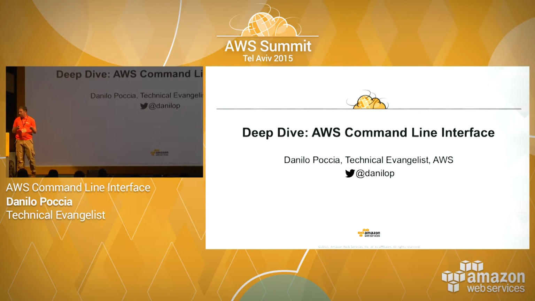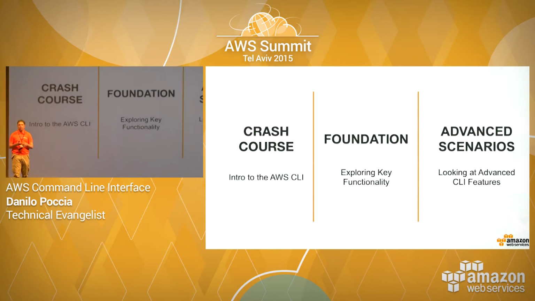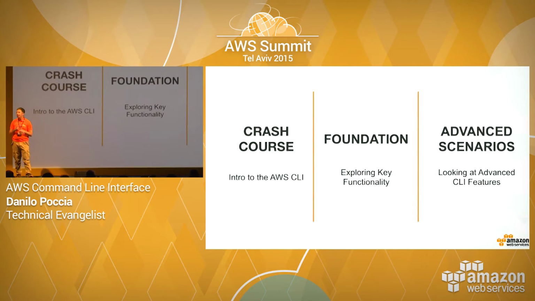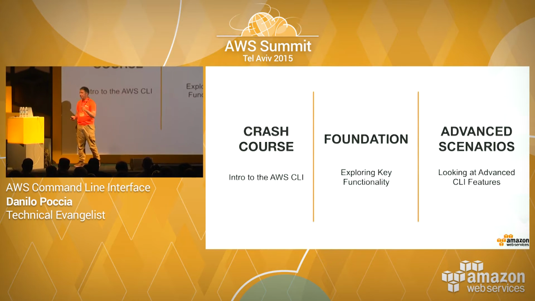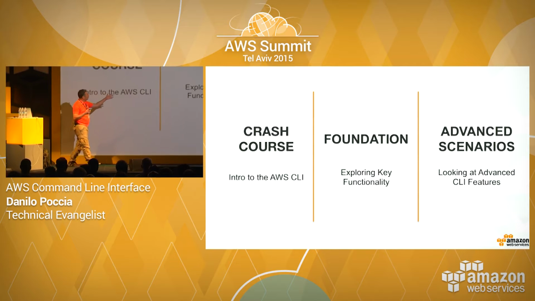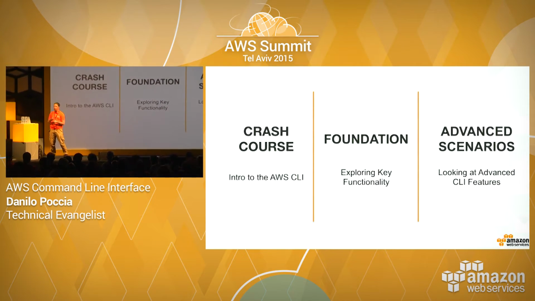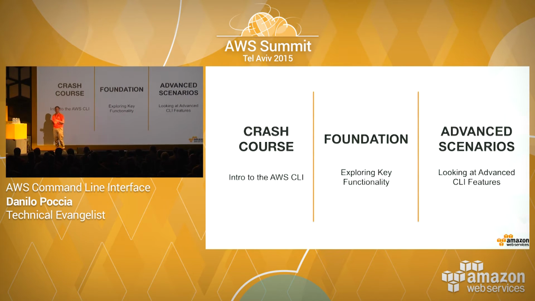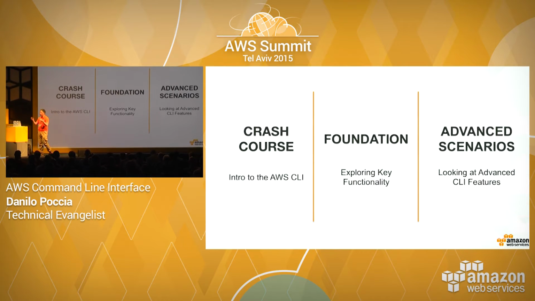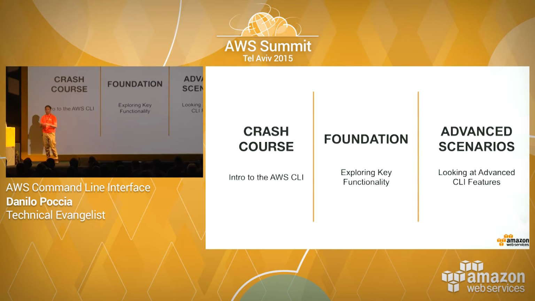Today we will see different things. So we will start with a crash course, some fundamentals on how the AWS command line interface works. Then we will see the foundation, so we will see how the basic functionality of our services is available through the command line. And then we will see some advanced scenarios, some more advanced use cases that can be useful, for example, when you have multiple accounts that you want to manage from a single control station.